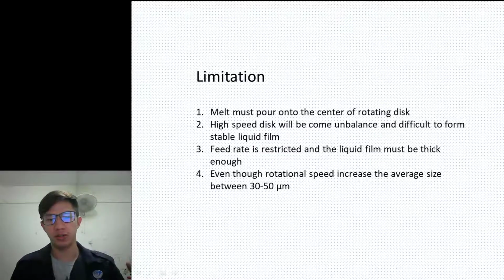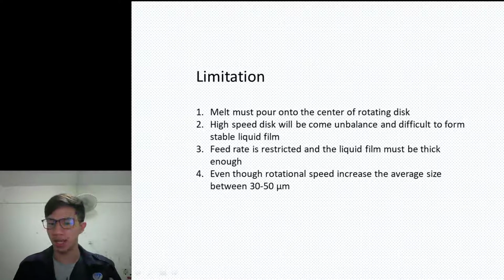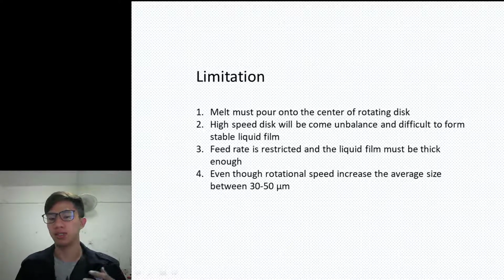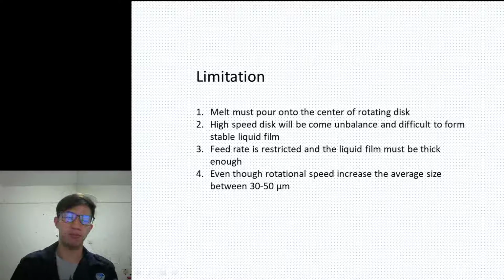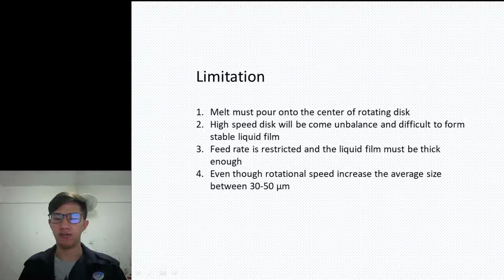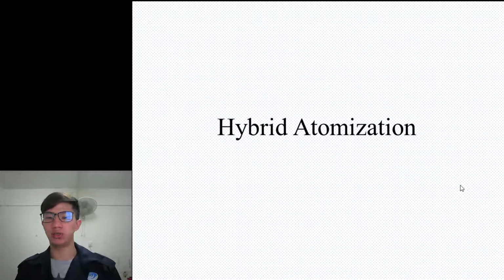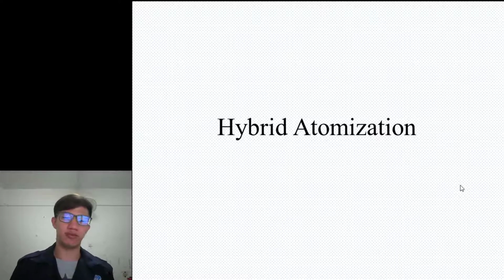This technique also has some limitations. If the melt does not pour into the center of the rotating disc, the high speed disc will become unstable and it is difficult to form a stable liquid form. The feed rate is restricted and the liquid form must be thick enough. Even though the rotating speed is increased, the average size of the powder produced will be between 13 and 15 micrometers. Hybrid atomization is a new technique to overcome the limitation of the centrifugal atomization.